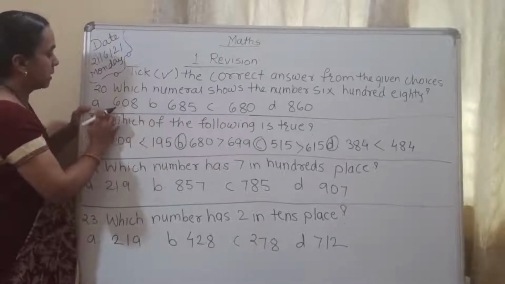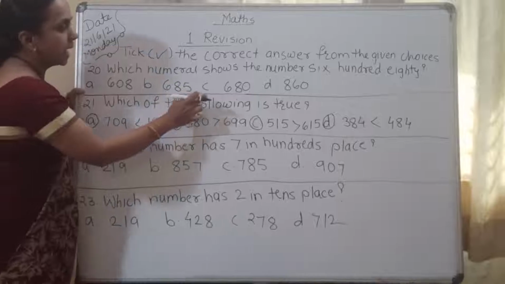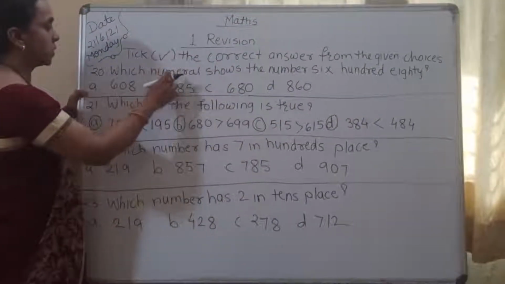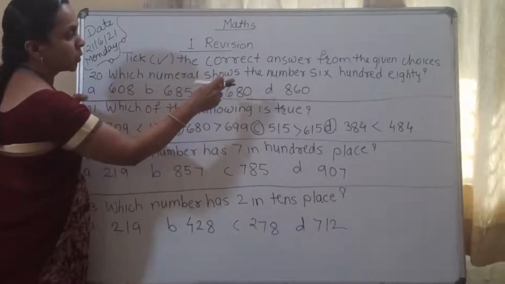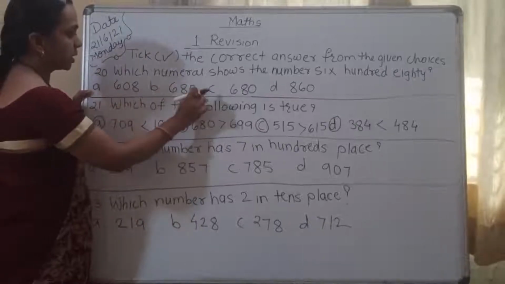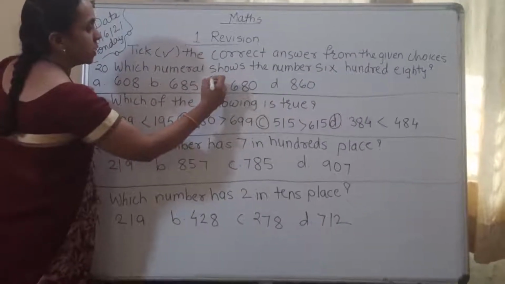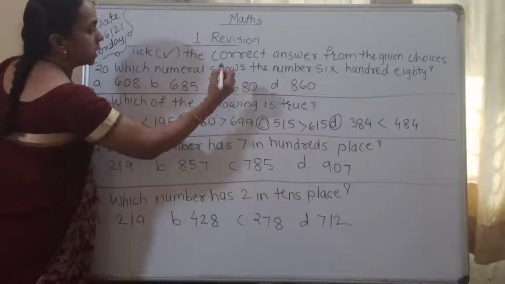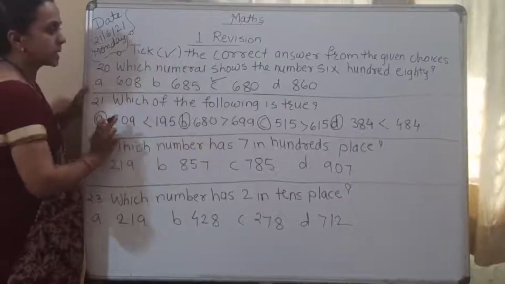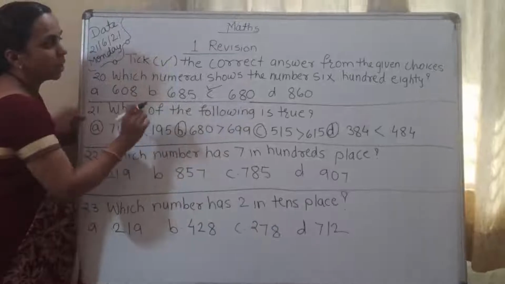Four options are given: 608, 685, 680, 860. What is the question? Which number shows 680? Among these four numbers, 680 is C. So we have to tick mark on this C option. Put the correct tick sign on the 680 C option.